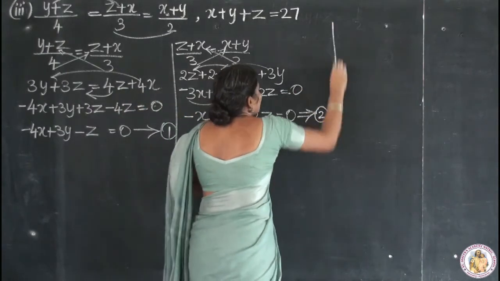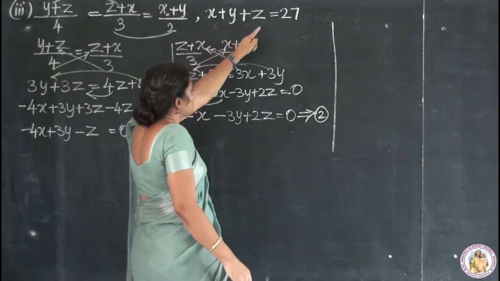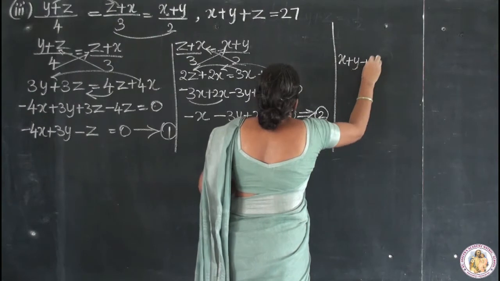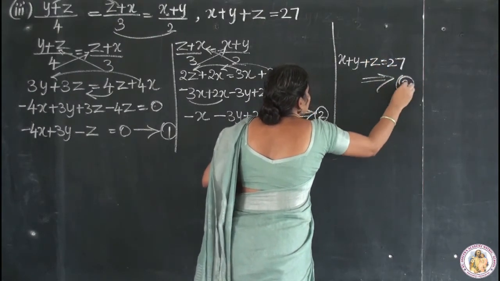Okay. And then for the third equation, it is given already. X plus y plus z is equal to 27. Taking this as the third equation.